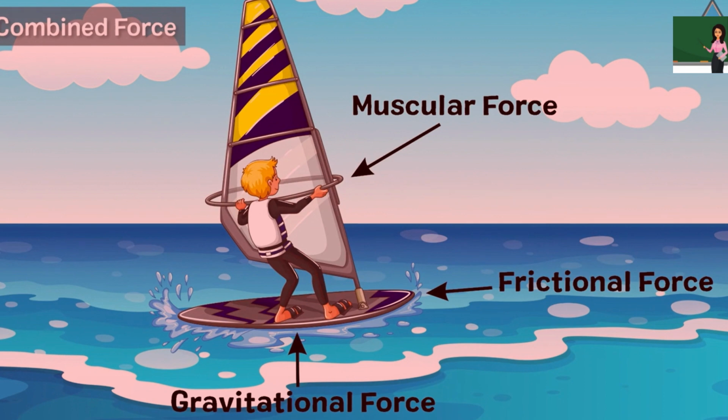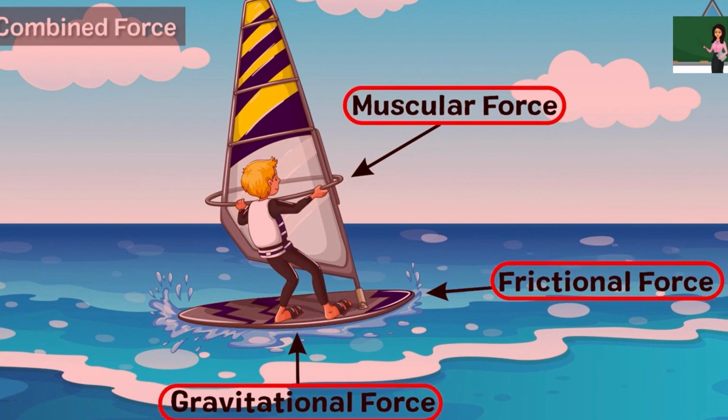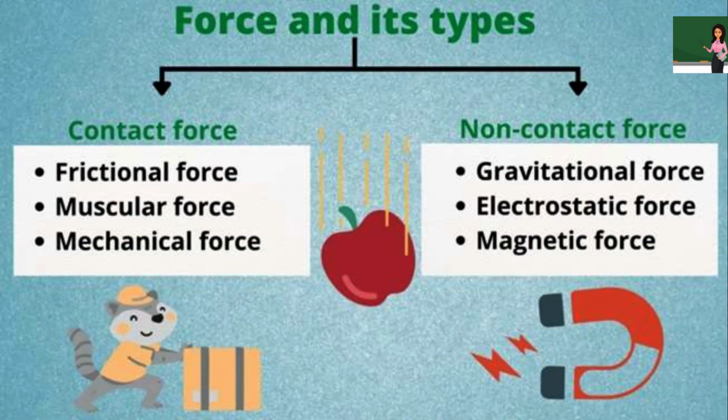What we have learnt. Force is required to bring about any action. Force is necessary for making an object move, to change the direction of motion, and also to change the shape of an object. There are various types of forces such as muscular force, mechanical force, gravitational force, magnetic force, frictional force, and electrostatic force.